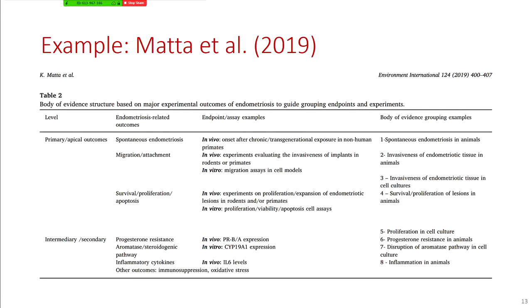So I don't know if you can see this, but they think about primary apical outcomes and intermediary secondary outcomes. They're thinking about things like spontaneous endometriosis, and then in an assay for that, it might be in vivo onset of endometriosis after chronic exposure in non-human primates, for example. So that's one group they're interested in. And they might be thinking about migration or attachment of endometriotic tissue. So that might be experiments evaluating the invasiveness of implants in rodents or primates. And it's quite informally presented in this table.